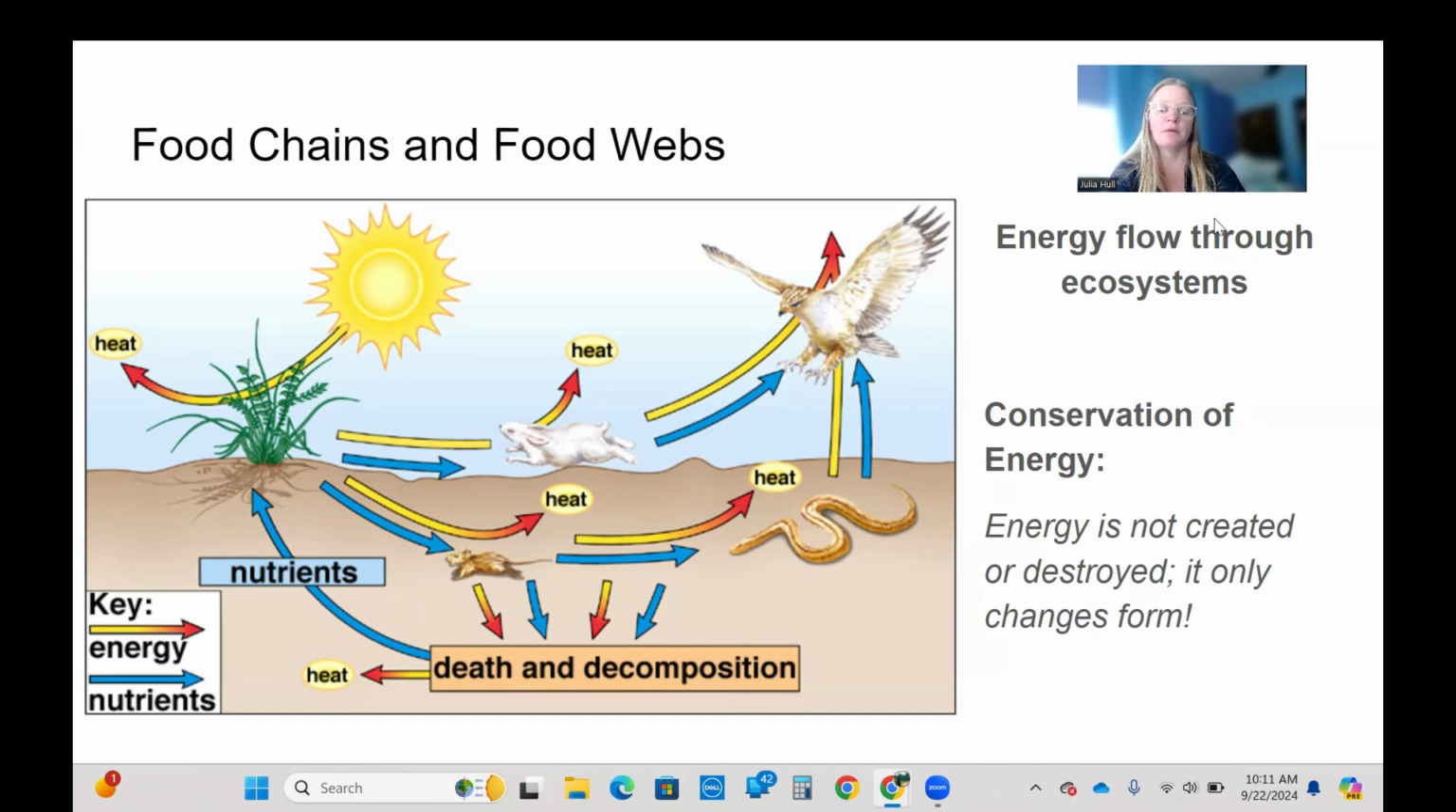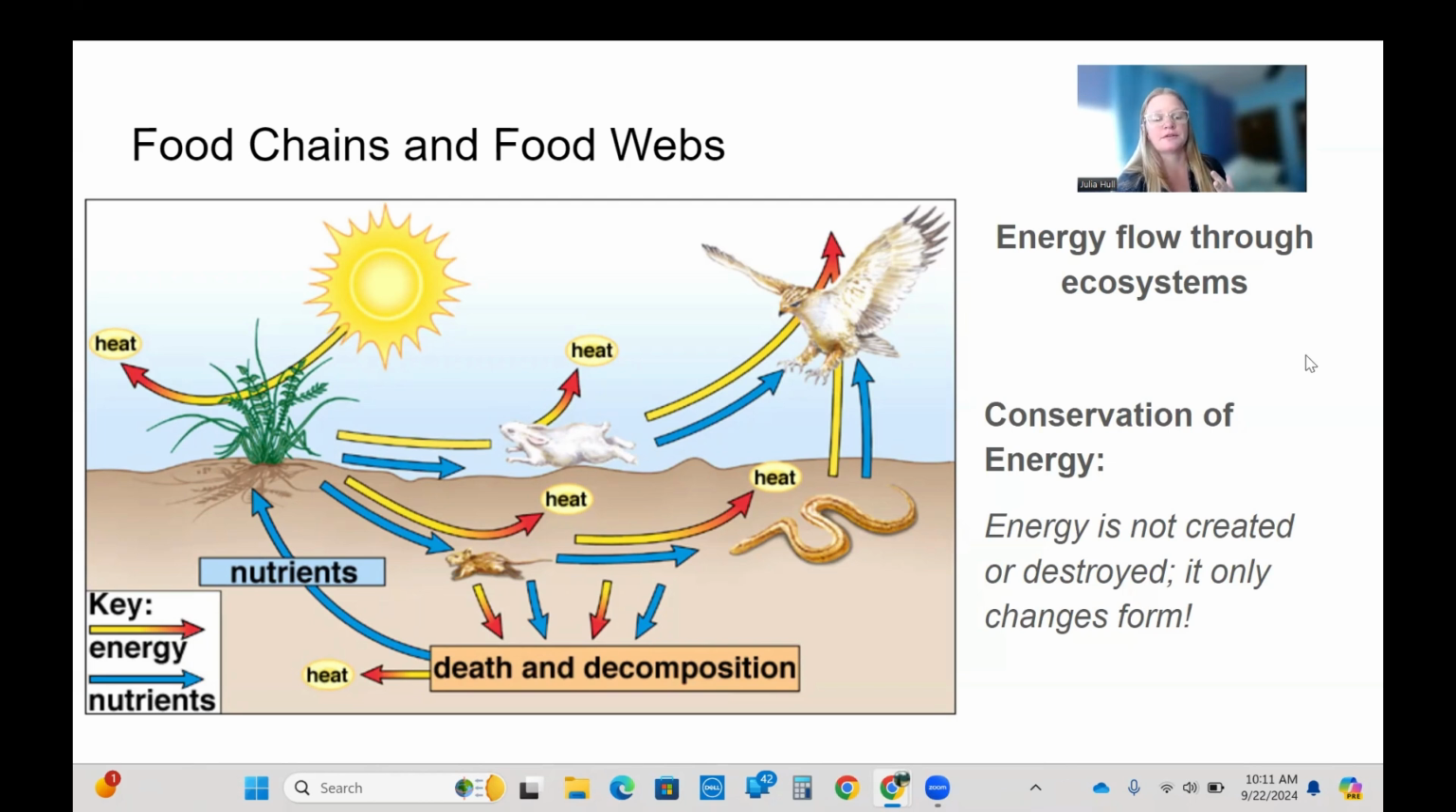Ecosystems are determined by how much energy is available for use by organisms and by the amount of nutrients that are available. Energy is going to flow through ecosystems. In biology, then, we have to talk about conservation of energy. Conservation of energy says that energy is not created or destroyed, it only changes forms.